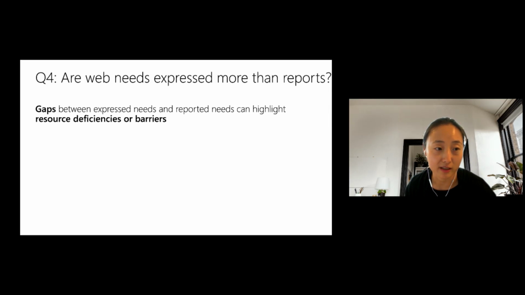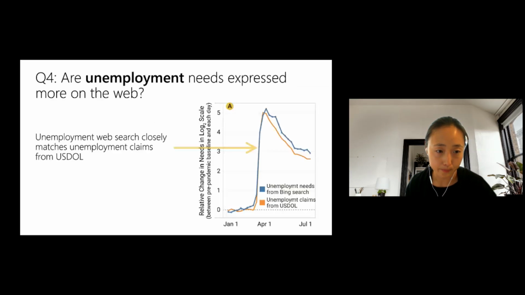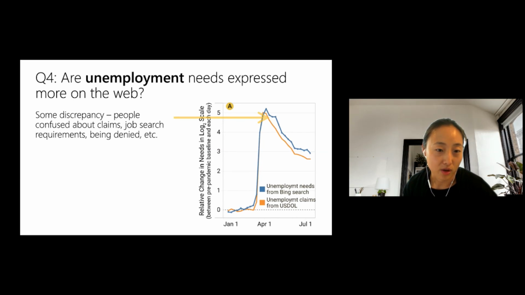Lastly, we wanted to understand if there were gaps between the needs that are expressed on web search engines and the fulfillment of needs that are reported from other data sources. We looked at 2 need subcategories, unemployment and domestic violence. We found that unemployment-related web searches closely matched unemployment claims reported by the U.S. Department of Labor. However, there are some discrepancies, most likely due to people being confused about how to file the claims. They have questions around eligibility or requirements, and they were being denied and having to file the claims again online.